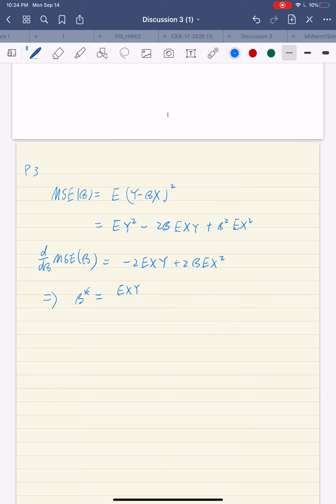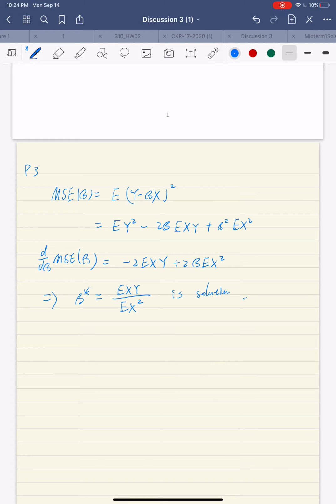The correlation of x and y divided by the second moment of x. Yeah. So this is the solution.